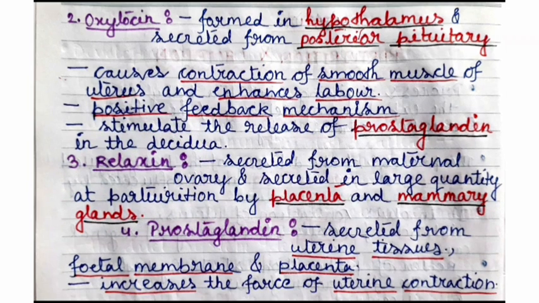The next hormone is prostaglandin. In recent times, prostaglandins are considered to play a vital role in labor, and they facilitate labor by increasing the force of uterine contraction. They are secreted from uterine tissue, fetal membranes and placenta, and their concentration is increased in maternal blood and amniotic fluid at the time of labor. Prostaglandin increases the forces of contraction by elevating the intracellular concentration of calcium ions in the uterine muscle.